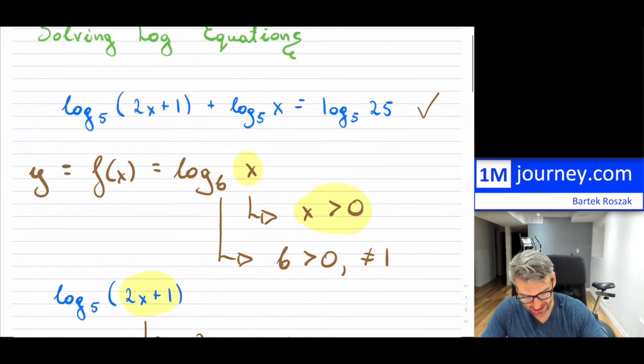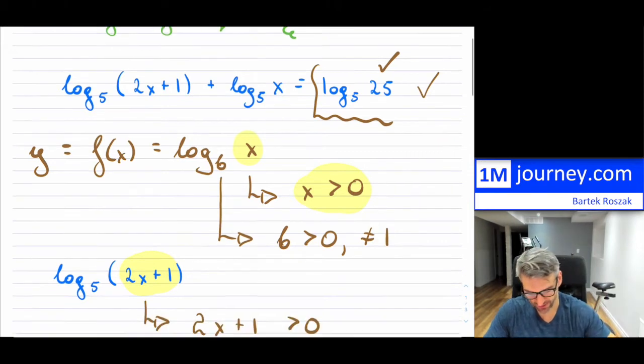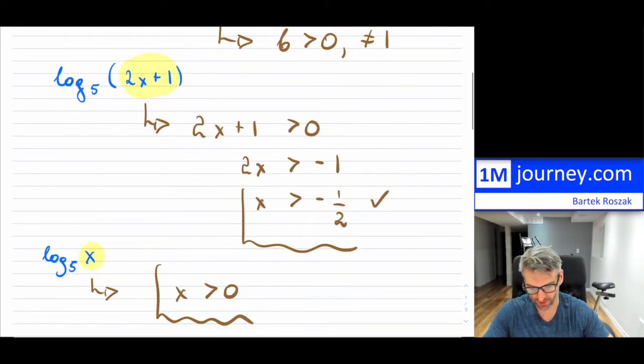Now, on the right-hand side, I also have a log, but there is no x that I'm going to be taking the log of. This is just log base 5 of 25. That's just going to be a number. So always make sure before you start solving your equations and utilizing properties and so on, check what x cannot be equal to. That's the first step that you do. And I'm going to do that for all our examples.